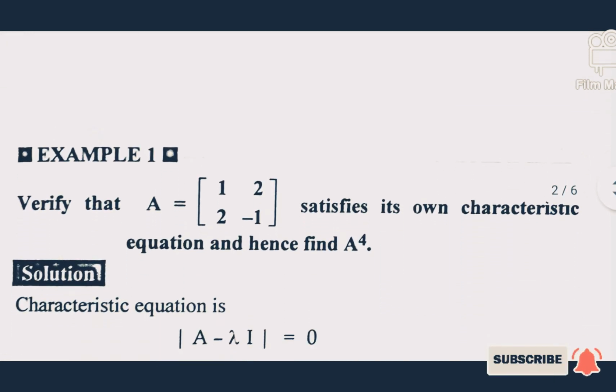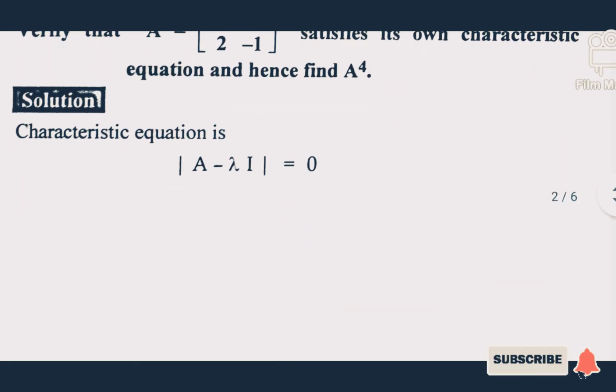Verify that the matrix A is equal to, it's a 2 by 2 matrix, first row 1, 2, second row 2, minus 1, satisfies its own characteristic equation and hence find A power 4. So the problem contains two parts. First one is verification of the Cayley-Hamilton theorem, and using that theorem we can find A power 4. Now we will see the first part of the question.